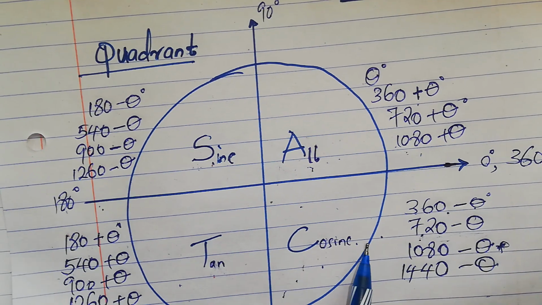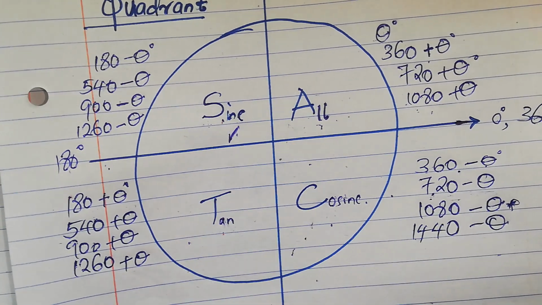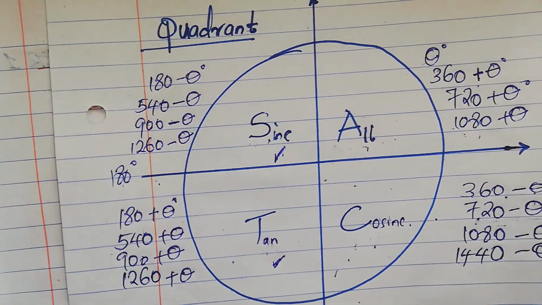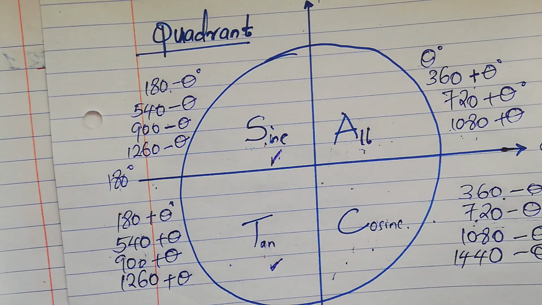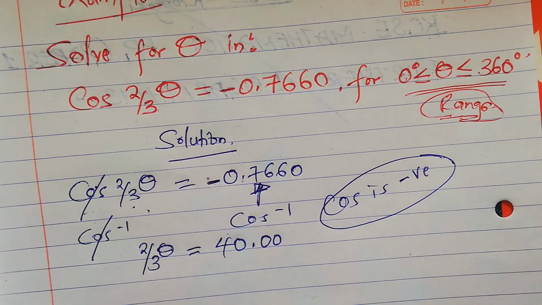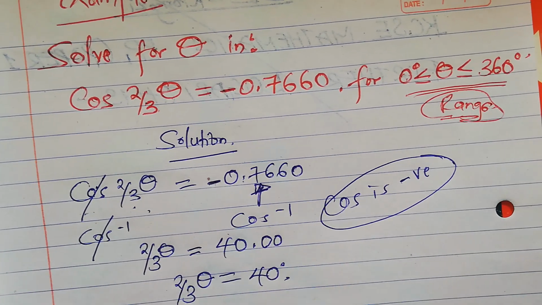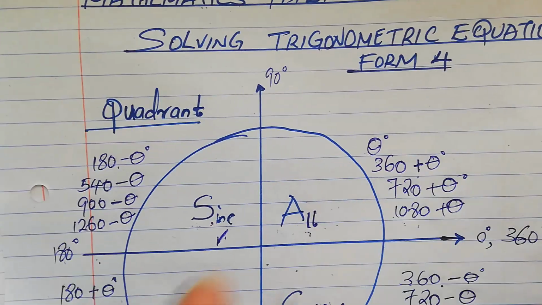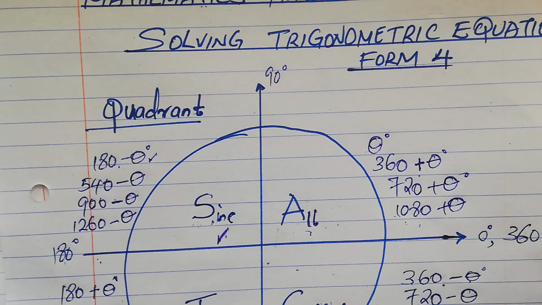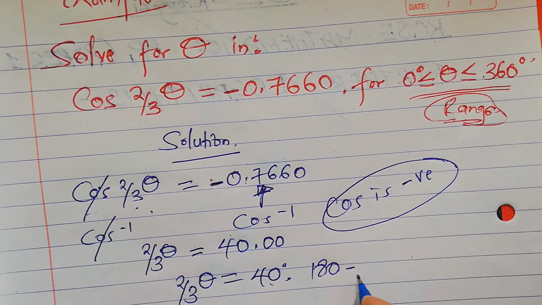That is what we are looking for. So we shall decide which parts we are using where cos is negative. And cos is negative where? Cos is negative in sine, we shall use this one, and of course in tangent. So we shall apply these ones, but still remain within the range of the values that we are looking for, from 0 to 360. So 2/3 theta is equal to 40 degrees. We are assuming that this is in the first angle. So we pick this one, that is 180 minus 40.